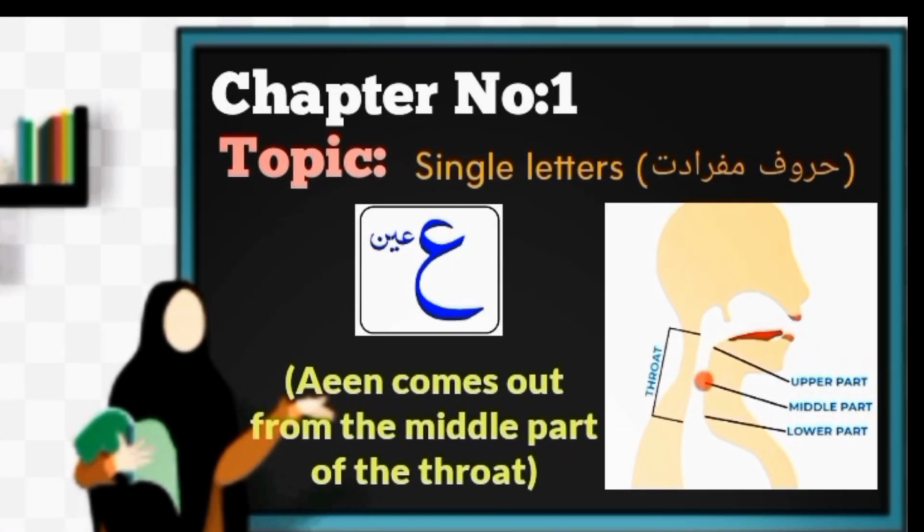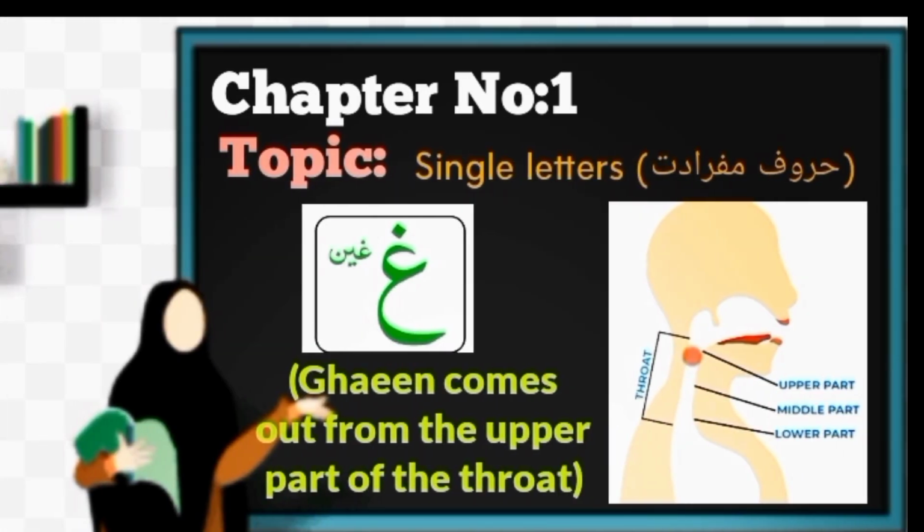Now I read and you try after me. Ayn. Ayn. My dear students, some people pronounce it N, so it's incorrect. The correct pronunciation is Ayn. Okay, after Ayn, the next letter we have is Ghain.